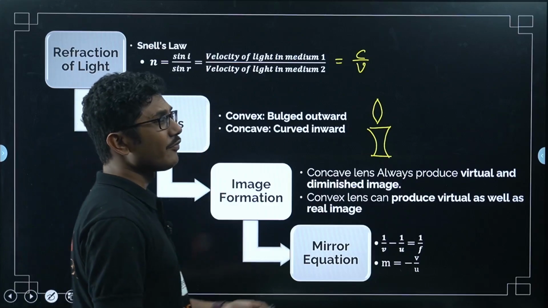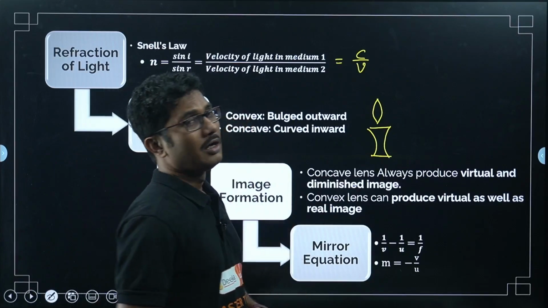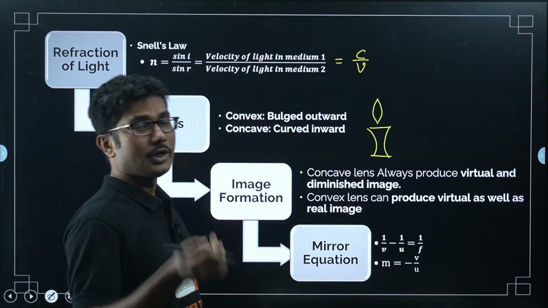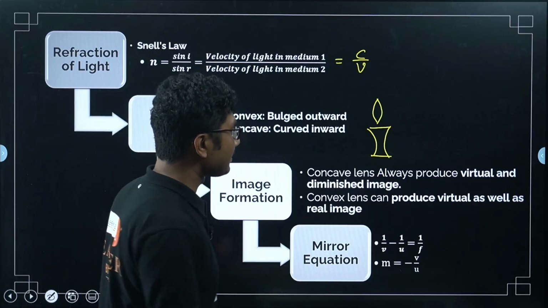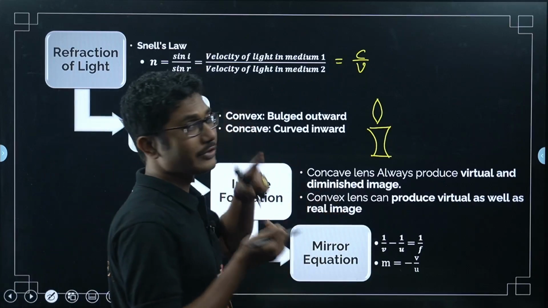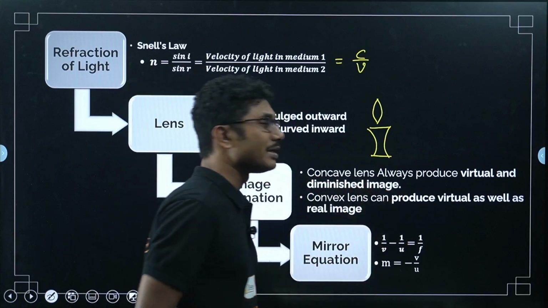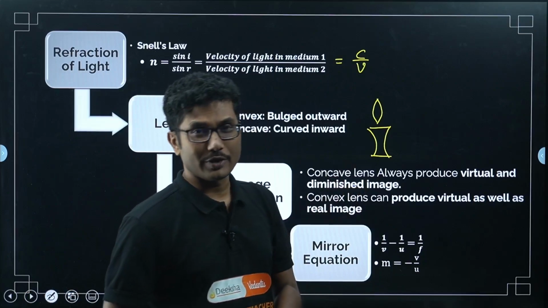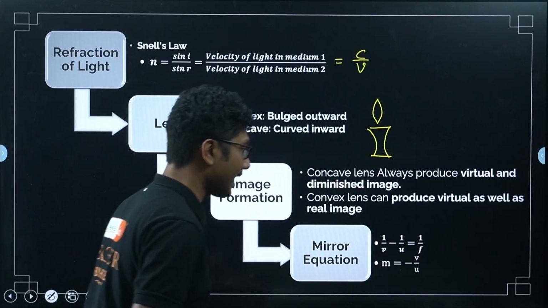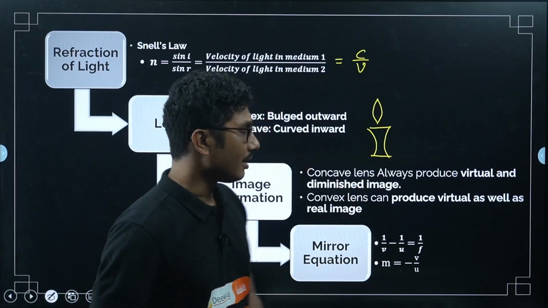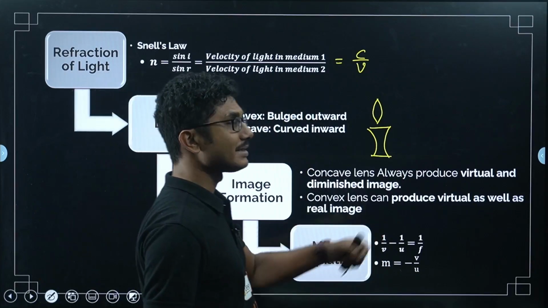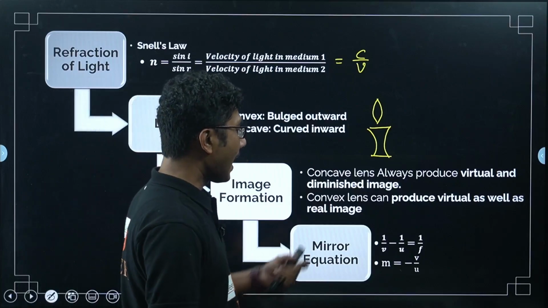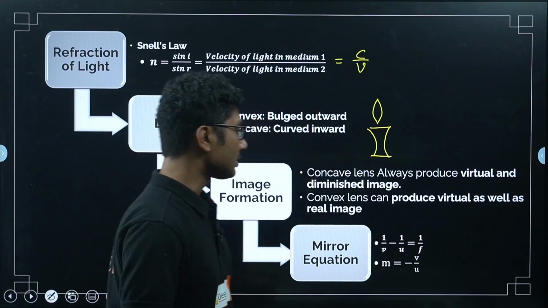Now compared to what we have studied in mirrors, concave mirrors can produce real as well as virtual images, but in the case of lenses it actually reverses. Now a concave lens always produces a virtual and diminished image, and a convex lens can produce virtual as well as real images based on the distances, right? The image distance, object distance and focal length are related by 1/v minus 1/u equals 1/f, and the magnification is given by, obviously, minus v/u.